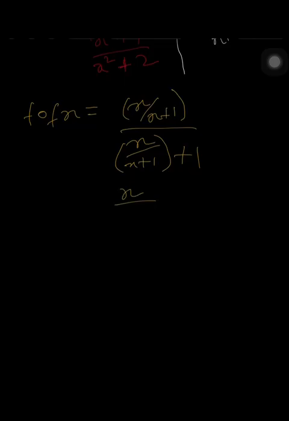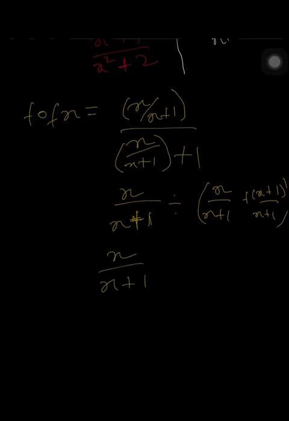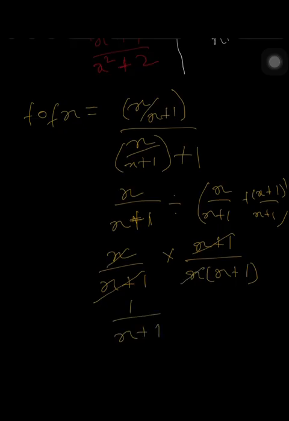This is x over x plus 1 divided by x over x plus 1 plus x plus 1 over x plus 1. This is x over x plus 1 multiplying x plus 1 divided by x plus 1. This takes care of this and this takes care of this. You get 1 over x plus 1, f of f of x.